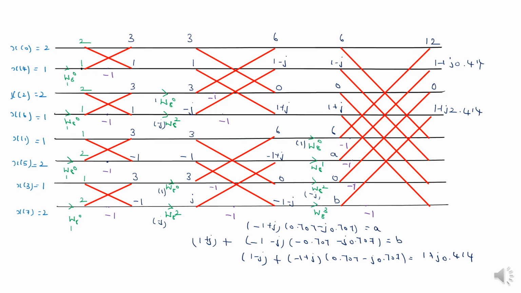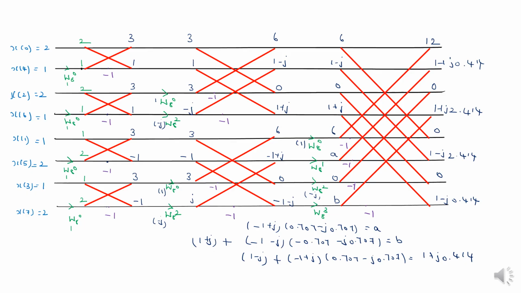The value at this particular point is going to be 0, because we have 6 into the multiplier minus 1, which is minus 6, so 6 minus 6 is 0. Similarly, the value at this particular point is 1 minus j 2.414. Here you will have 0 and it is 1 minus j 0.414.